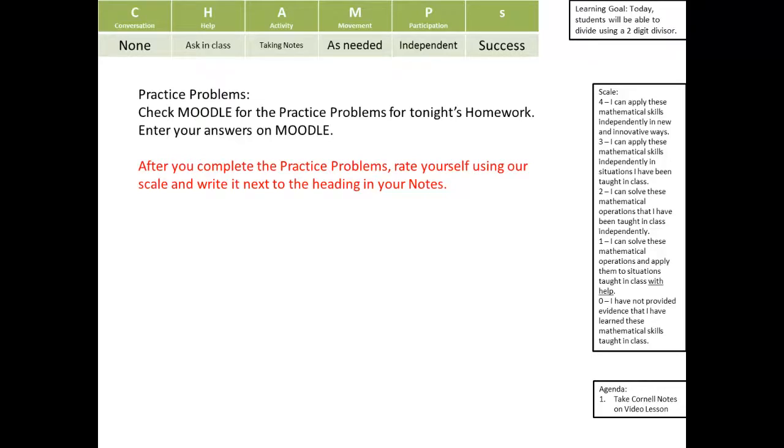So if you have any questions, please remember to bring those questions to class. After you finish the practice problems, make sure you rate yourself on our scale and write that next to the heading in your notes.